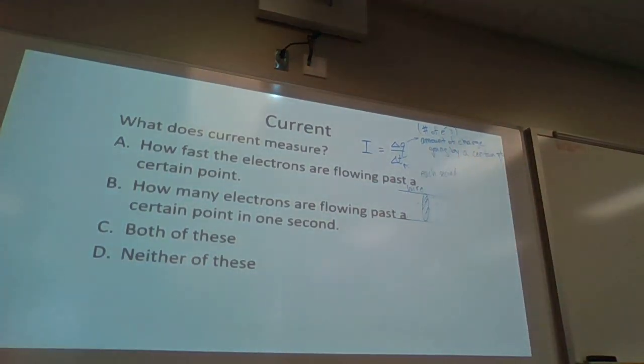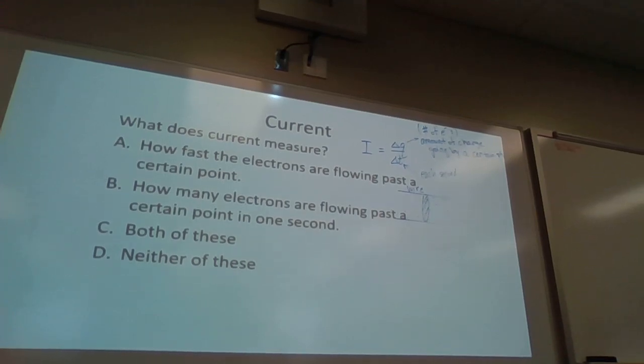It is a measure of how many go by a certain point every second. This is how we actually measure current on a river. It's not how fast the water molecules are moving. It's a measure of how much water goes by a certain point every second. We measure that in CFS, cubic feet per second. So if you've ever done whitewater rafting, you check the current flow, how many cubic feet per second are going by a certain point every second. It's not the speed, it's the amount. Okay?